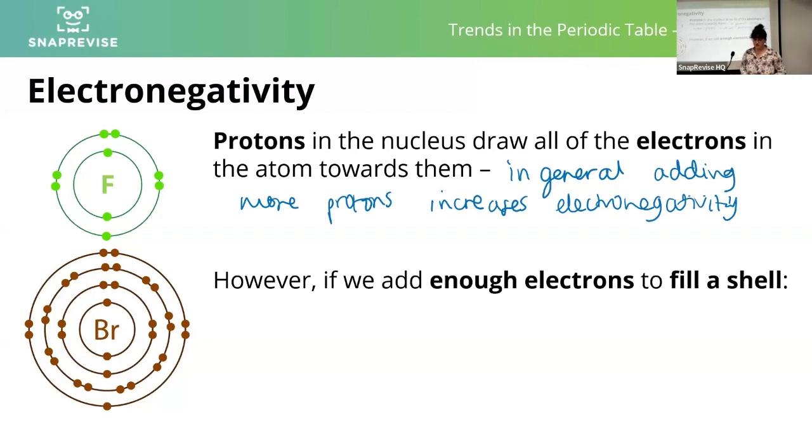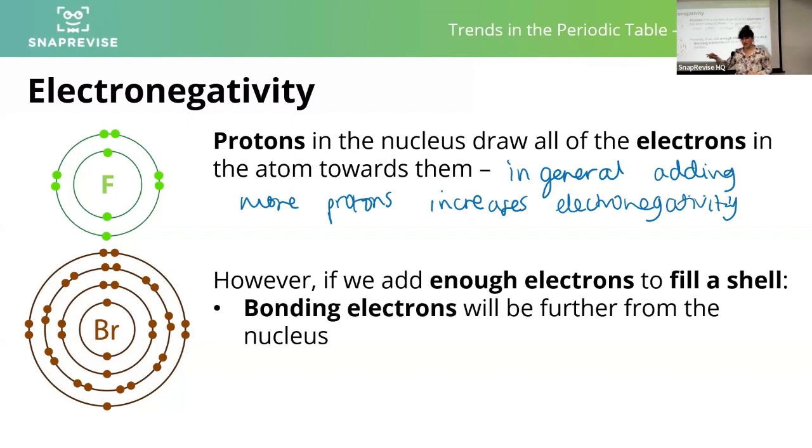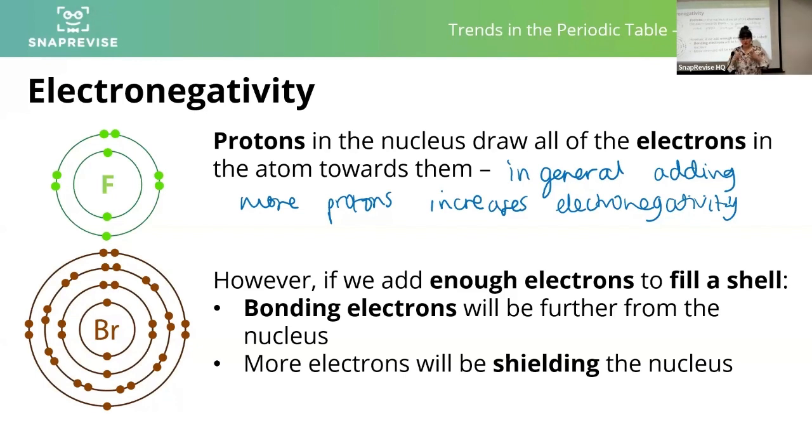However, if we add enough electrons to fill a shell, what's going to happen? Well, our bonding electrons will be further from the nucleus. So our valence, our available electrons for bonding, will be further from the nucleus, our outer electrons. And therefore, because we've added a shell, more electrons will be shielding the nucleus. That means as you go down a group, you're increasing protons, which should increase electronegativity, but you're also increasing electron shells, which is going to decrease electronegativity. So again, in general, this decreases electronegativity.